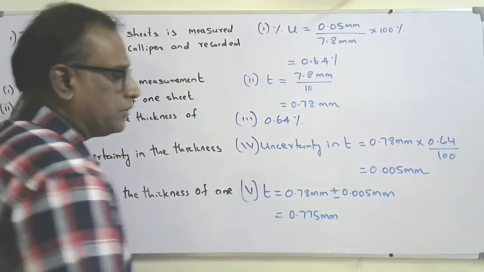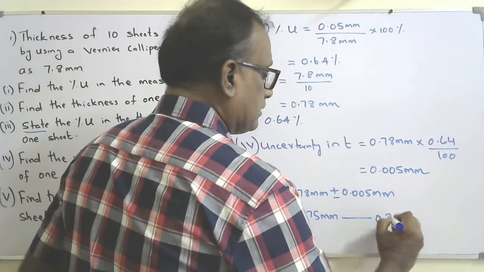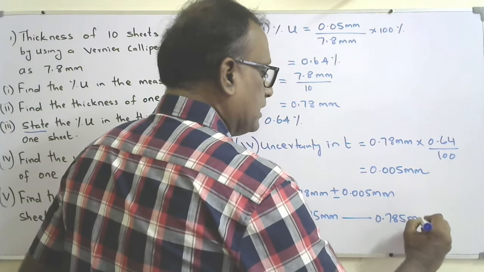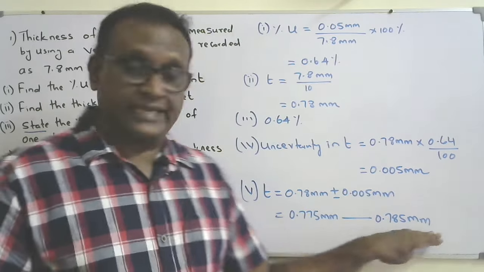3SF I can give, no problem. 0.775 to 0.785 millimeter. So what do you understand by this range? What's the meaning of this range?